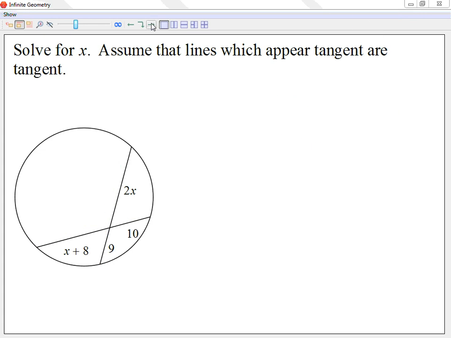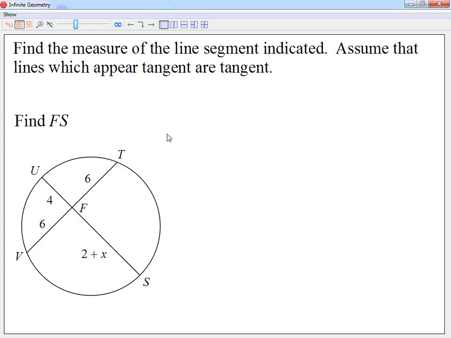Now, to finish this, my last example here, it says find the measure of the line segment indicated. Assume that the lines which appear tangent are tangent. So we need to find out how much FS is. So between F and S, I see 2 plus x. So to solve for x, I want to know how much 2 plus x is.